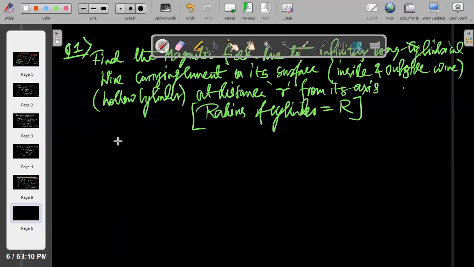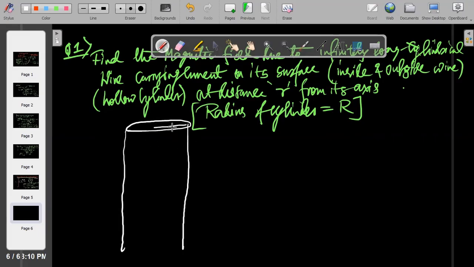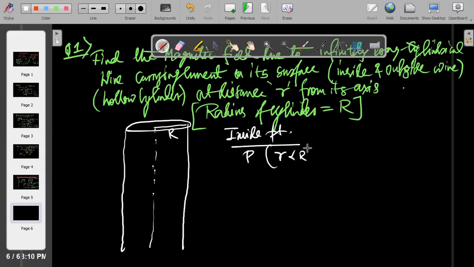So let's say we are forming a cylinder, where inside it is hollow, right? The radius is capital R. So for the inside point, first case, we are taking point P so that r is less than R. There are two conditions: r is greater than R, and r is less than R. So inside and outside, both we need to consider, right? That I do.